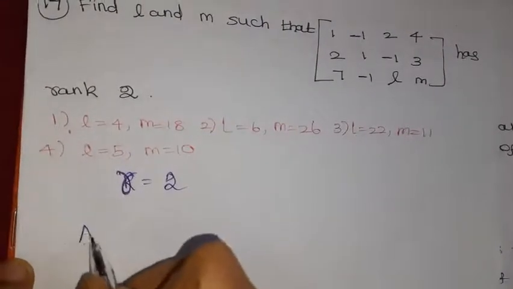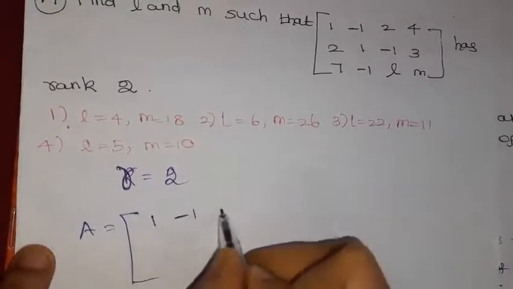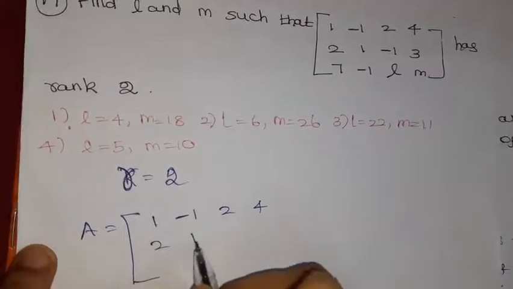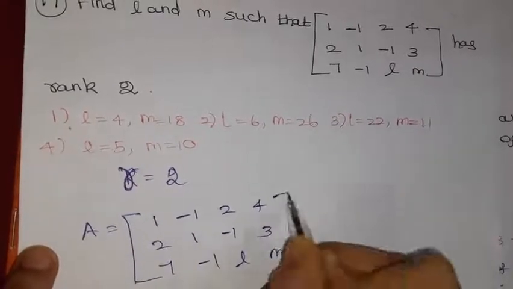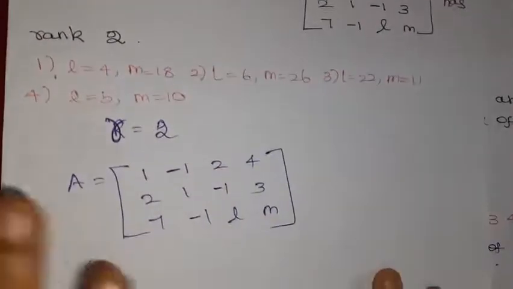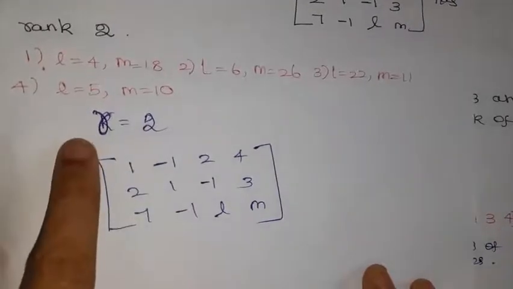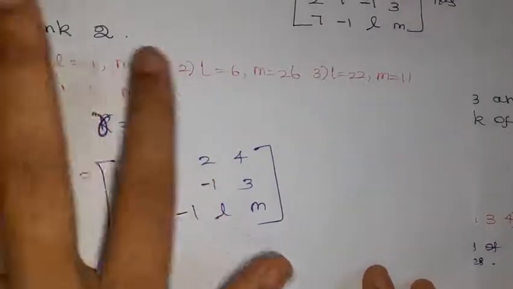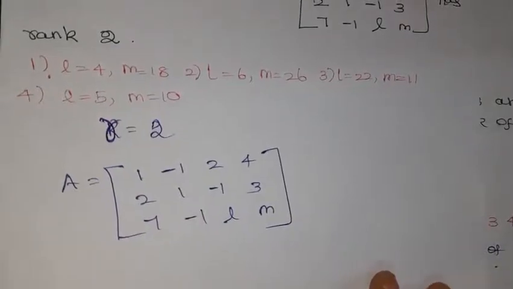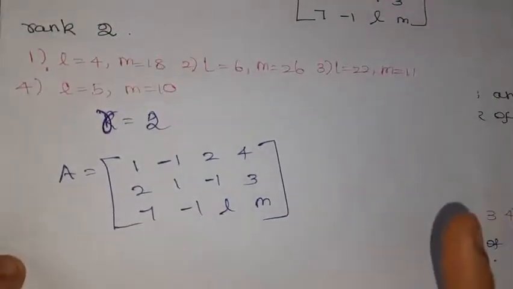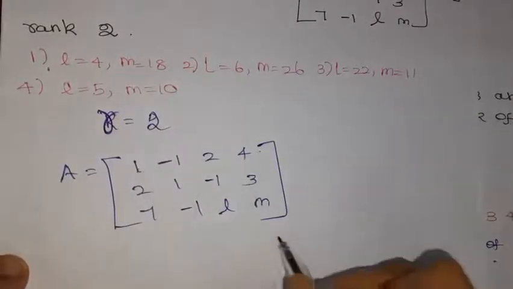Then this is the given matrix, say it is A. We'll rewrite it here: 1, minus 1, 2, 4; 2, 1, minus 1, 3; 7, minus 1, L, M. So we are going to find out the L value and M value. The clue is that the rank of this matrix A is equal to 2. What is the order of this? It is an M cross N matrix, a 3 cross 4 matrix.